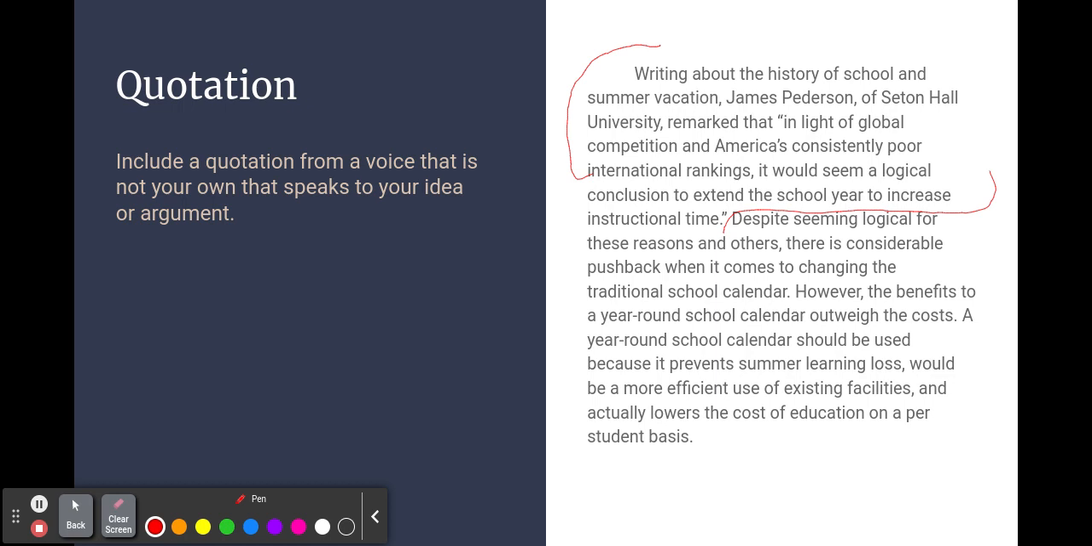So you can see again, we start from this quote. We say who this guy was and that he works at a university. So we're establishing some ethos here. If he works for Seton Hall, he's probably got some credibility, right? So that's a quotation, and it's going to lead us down into our thesis statement, which again is not going to vary throughout these examples. A year-round school calendar should be used because it prevents summer learning loss. It would be a more efficient use of existing facilities and actually lowers the cost of education on a per-student basis. Right? So we started with the quote, and then we've led down into that.